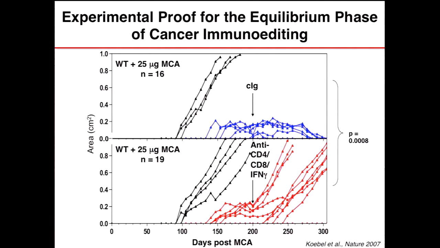They're removed from the experiment, and now you have 15 mice, and now you render them immunodeficient. You deplete their immune cells, and you block their gamma interferon. And what you can see here in the red lines is, in fact, that 9 out of the 15 mice, or 60% of these mice, basically were harboring these dormant tumors that when you eliminated the immune system, now they could grow out and become clinically apparent. And so this told us, in fact, that this phase of equilibrium did occur.